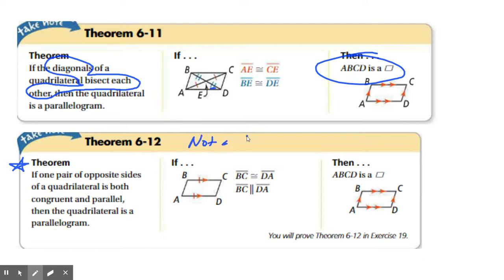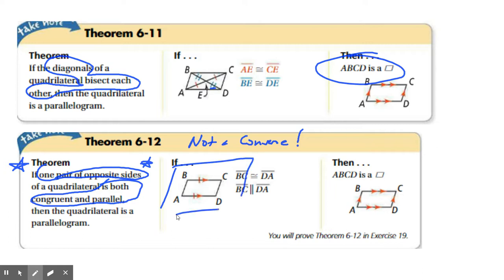Not a converse. So I always like to, in math, you should always point out the weird things, the things that don't follow a pattern. So it says if one pair of opposite sides is both congruent and parallel, then it's also a parallelogram. And again, you can see this picture here. Typically, it's both pairs of opposite sides being congruent or both pairs of opposite sides being parallel. Now you have one pair being congruent and parallel. Okay.